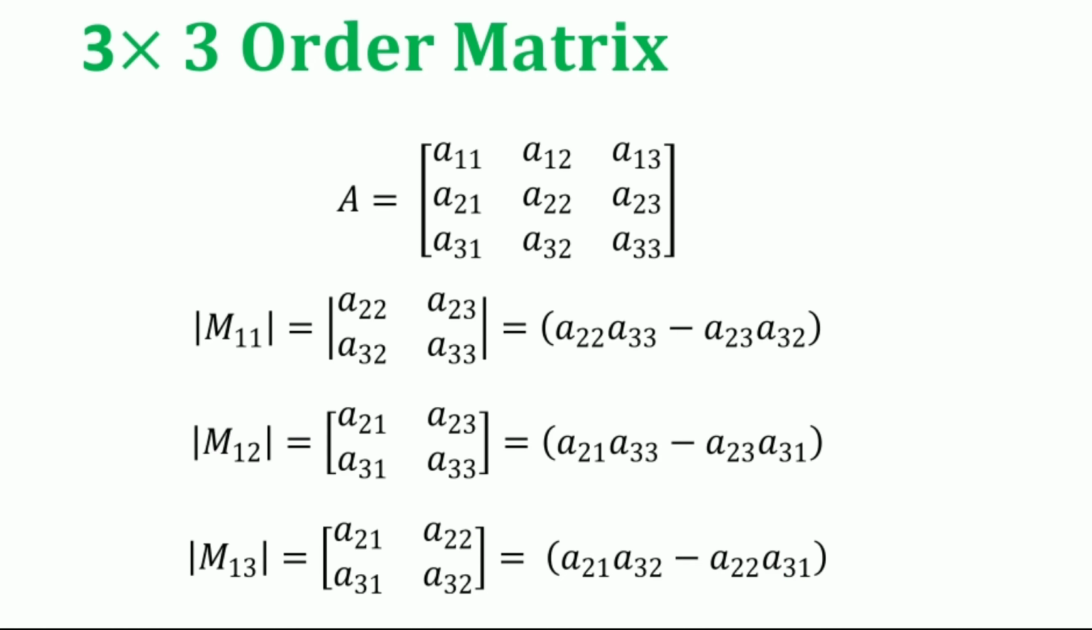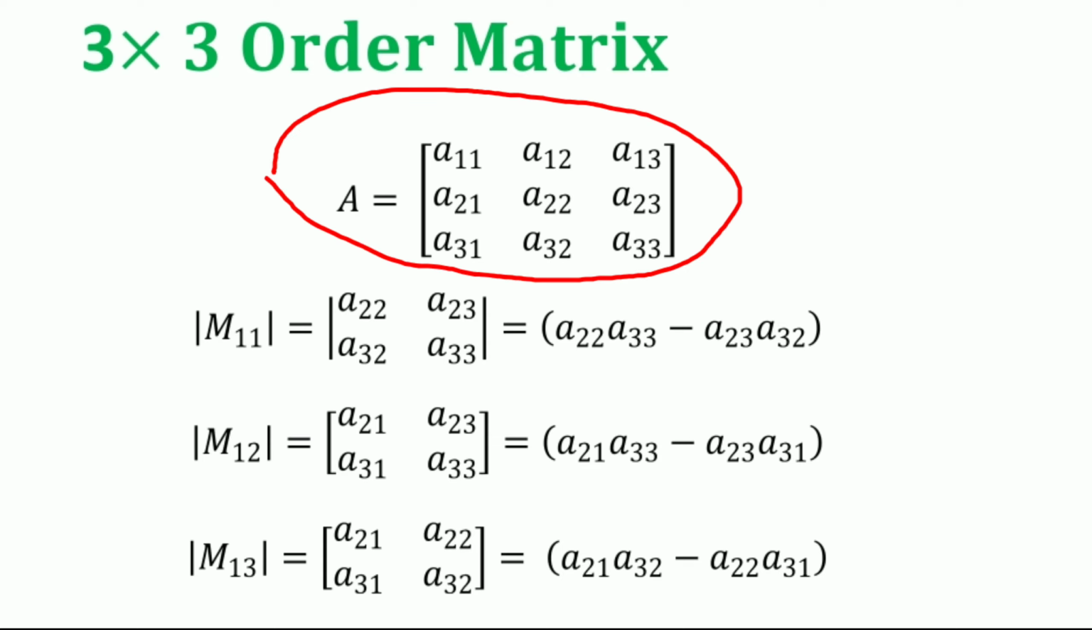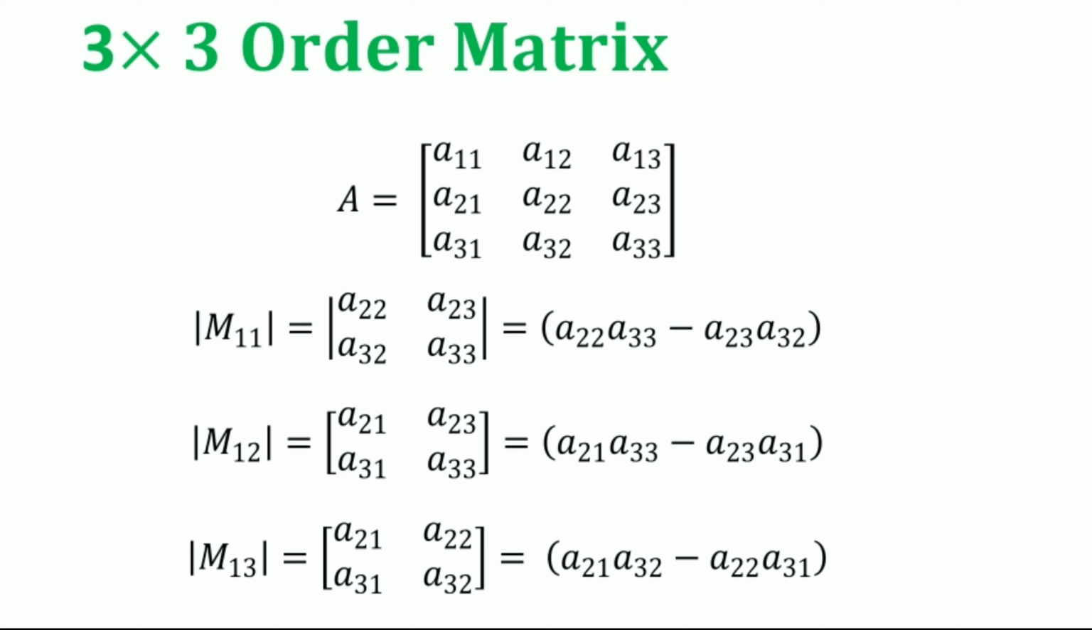Now we want to find the minors of a 3 by 3 order matrix. Matrix A equals A11, A12, A13, A21, A22, A23, and A31, A32, and A33. First, we find the minor corresponding to the first element A11 by crossing out the first row and first column. What remains is a 2 by 2 matrix, A22, A23, A32, A33, and as we did for the determinant, its value is A22 into A33 minus A23 into A32.